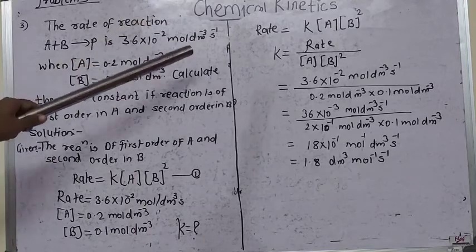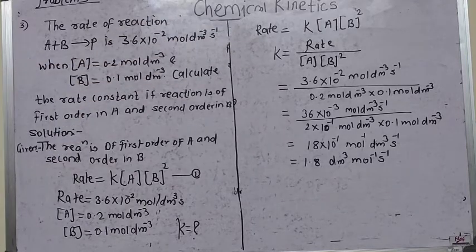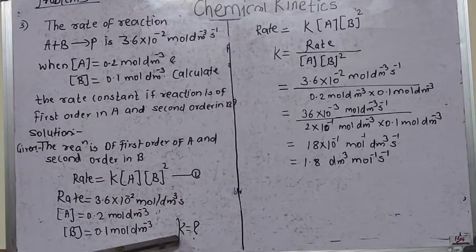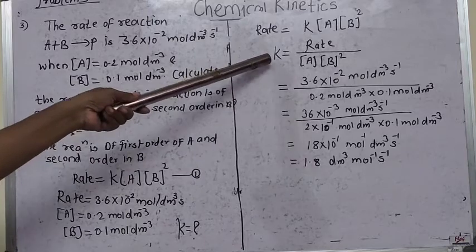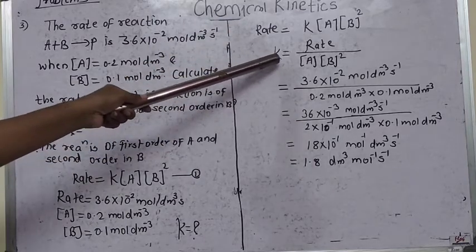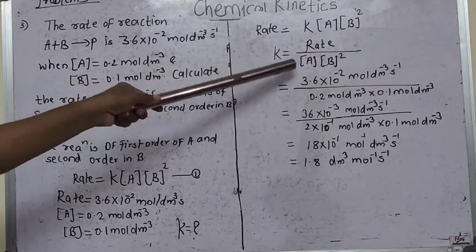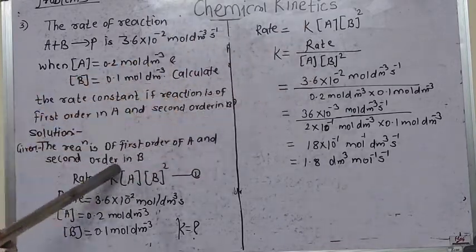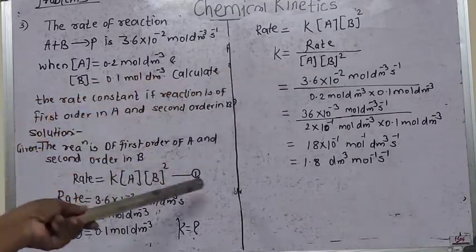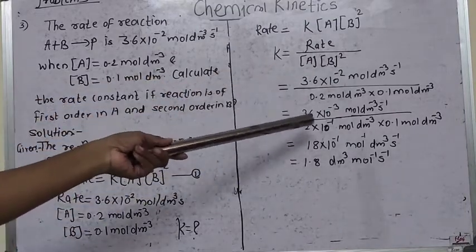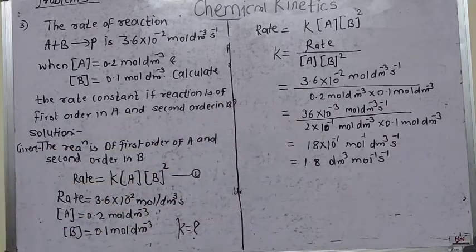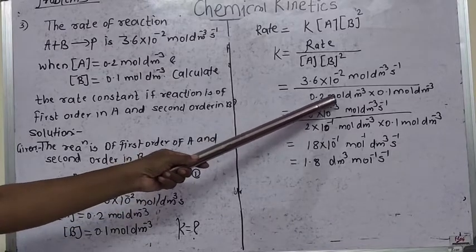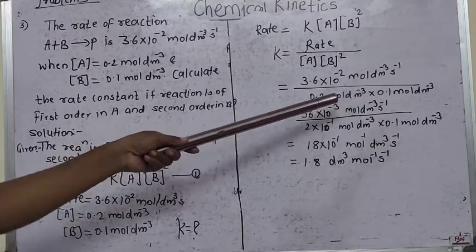So when we are considering the rate constant, we derive the formula for the value of K. So K is equal to the rate upon the molar concentration of A into molar concentration of B to the power of 2. Substituting these values in equation 1 and simplifying, we get 3.6 into 10 to minus 2 mole per dm cube per second upon 0.2 mole per dm cube into 0.1 mole per dm cube.